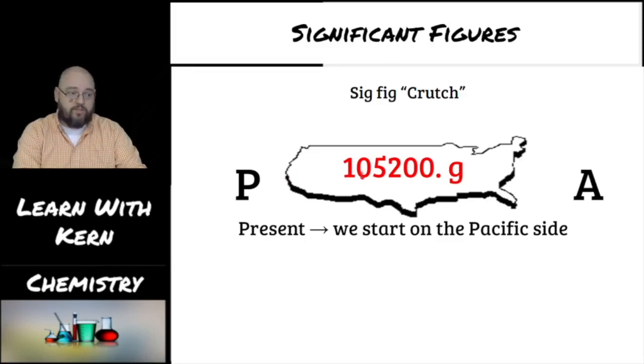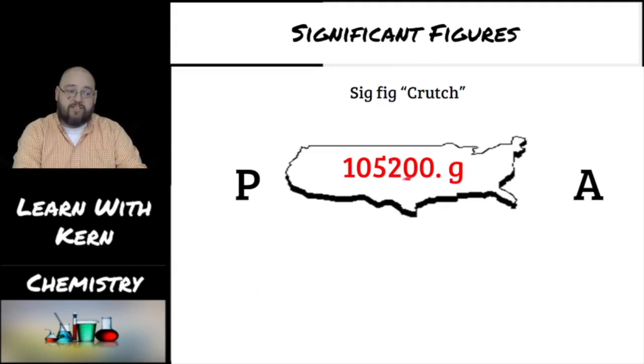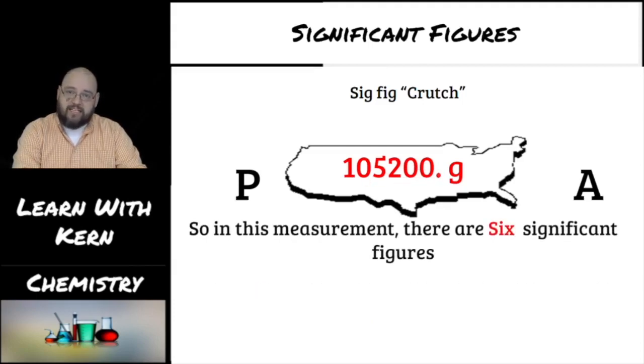So 1, 2, 3, 4, 5, 6. I count everything. Once I start counting, I count everything. So there are 6 significant figures in this number. Now this is exactly the same number as the other one you saw. This is 105,200. The other one was 105,200. But the difference is that decimal.